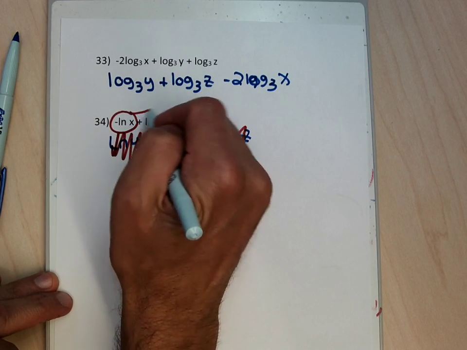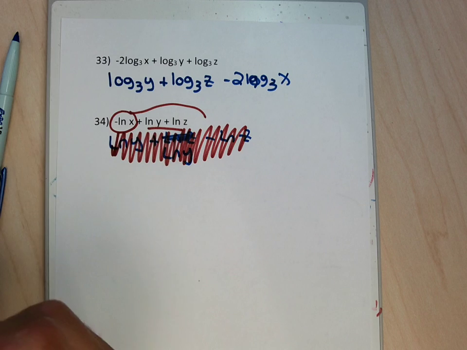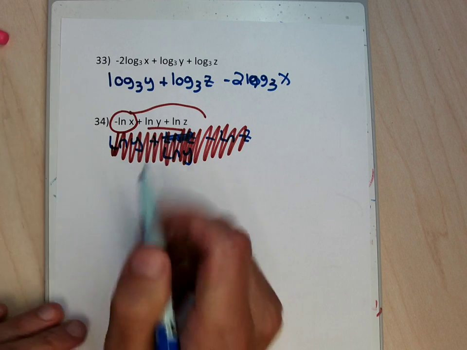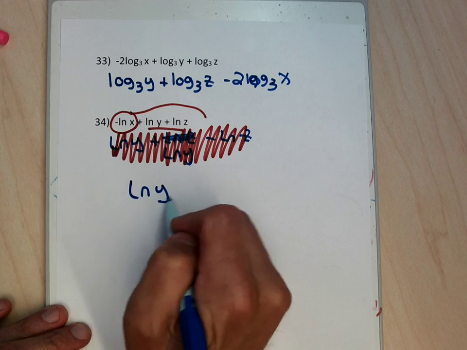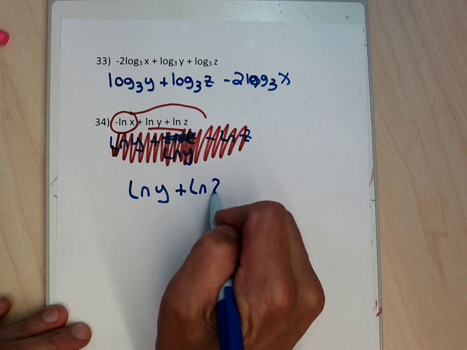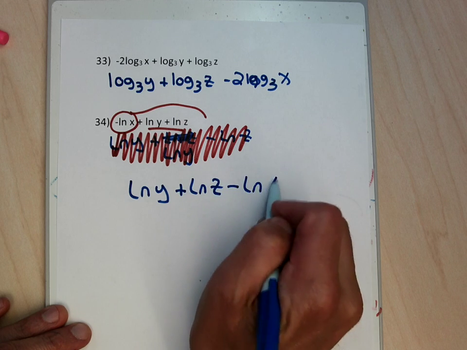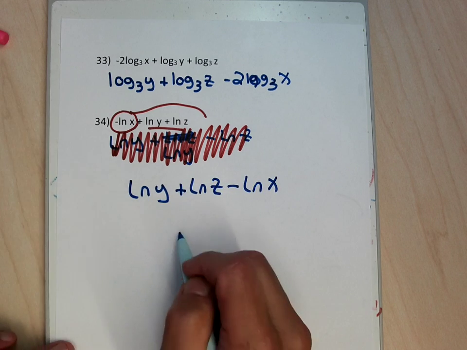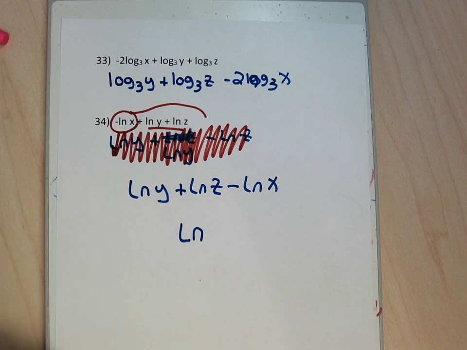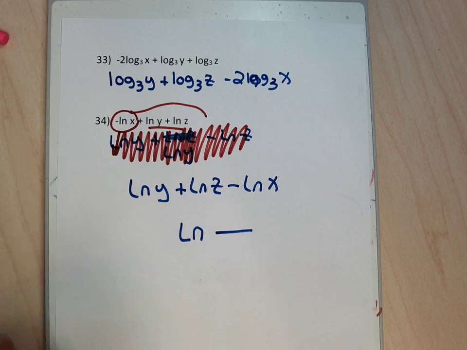This I'm going to move to last, and these are going to be first. So I should have written the ln of y plus the ln of z minus the ln of x. Now I'm going to make one logarithm base ln. If I don't see a minus, I don't get a fraction. Because I see a minus, I get a fraction.